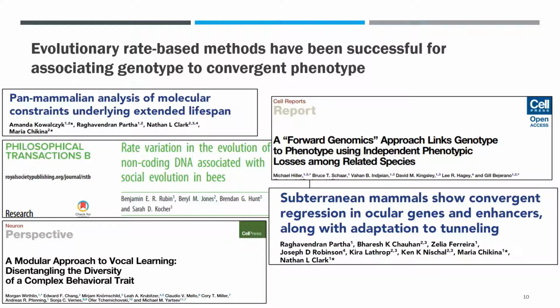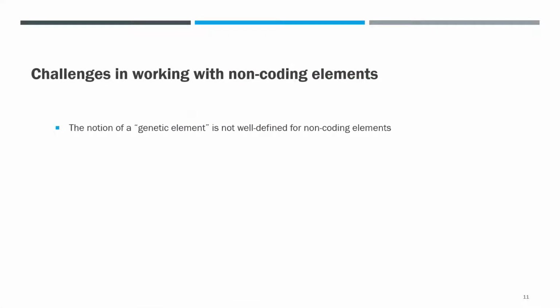And this is particularly the case for studying coding regions, but when we work with non-coding elements, there's a different set of challenges that we have to address. So firstly, all of the existing methods that are currently available require the users to supply predefined coordinates of the genetic elements of interest. But the notion of a genetic element is often not well understood for non-coding elements, and therefore is difficult to define.